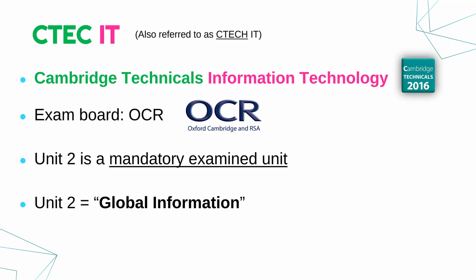The name for Unit 2 is Global Information. It's all about information, of course, and security and laws. It's, I would say, a much narrower scope than Unit 1. Unit 1 crammed in so much content on loads of different IT areas. Unit 2 is, thankfully, a little bit more streamlined.